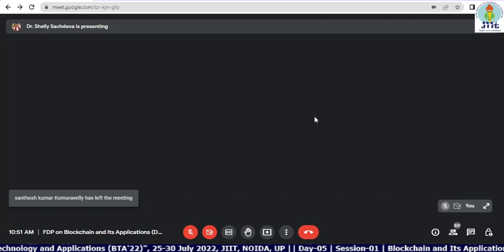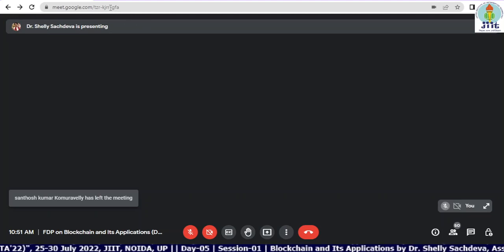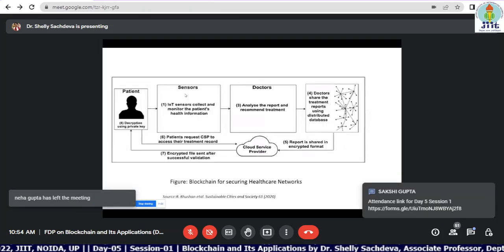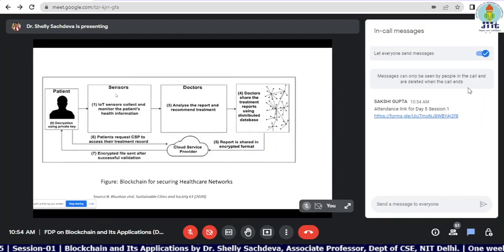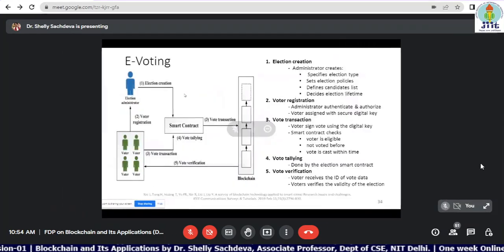Okay, so now this is the blockchain for securing the healthcare network. This is from Sustainable Cities and Society. I had this particular diagram where IoT was also involved and the blockchain concept was involved, and that is how the patient-enabled system, with blockchain incorporated with an IoT system, was developed. Now this is another example.